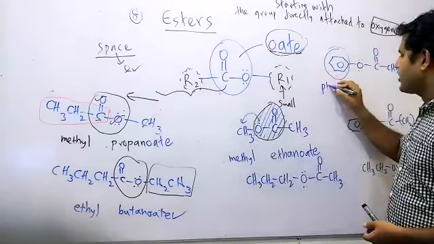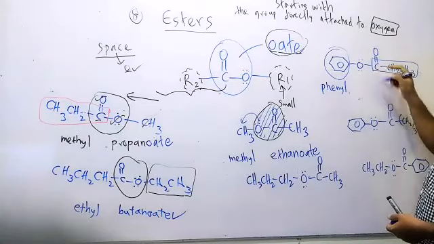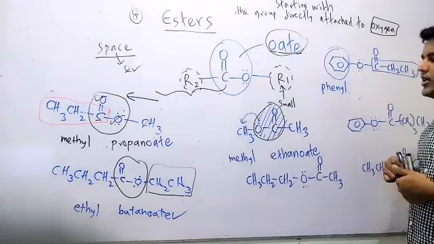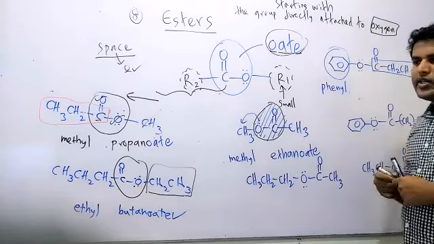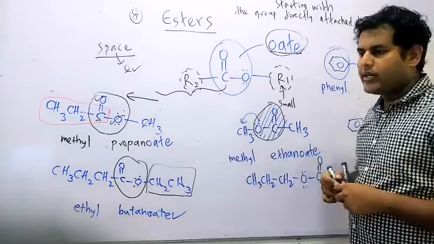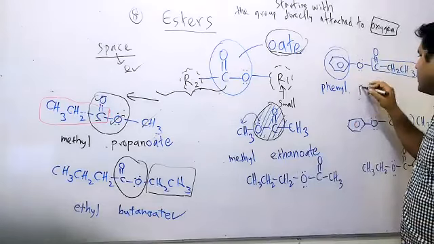Phenyl, and then keep a space, and then complete your name with 3 carbons. 1, 2, 3. Okay. Phenyl with 3 carbons. So 3 carbons, what is the name? Propan. Yes, phenyl propanoate. Very good. Phenyl propanoate.